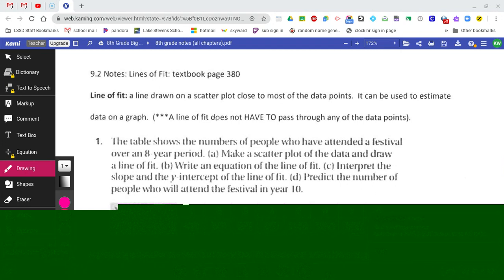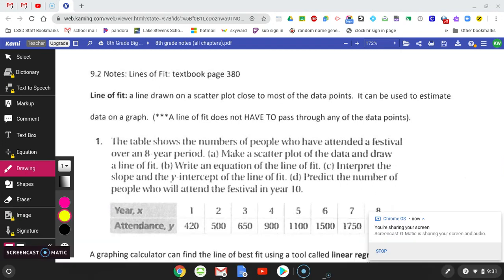Notice that the line of best fit does not have to pass through any of the data points exactly. Okay? So you want to go through the general trend to show what's happening. Where could you draw the line that would show the general representation of those points?